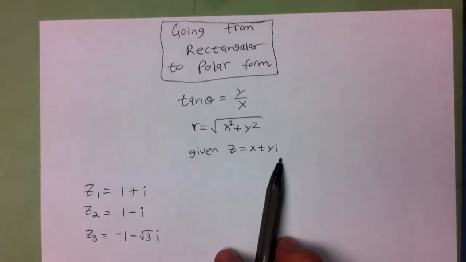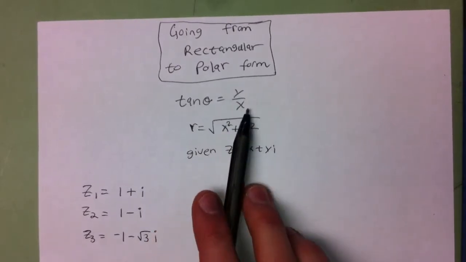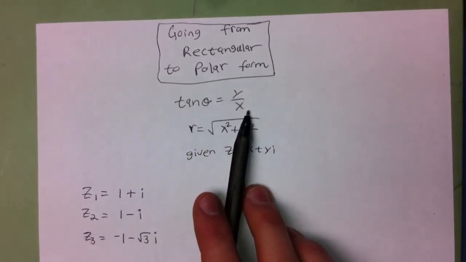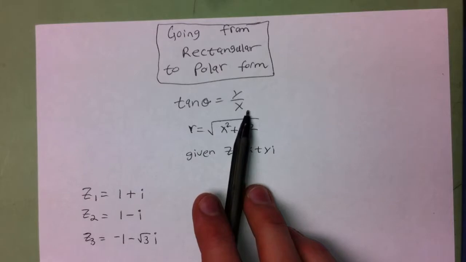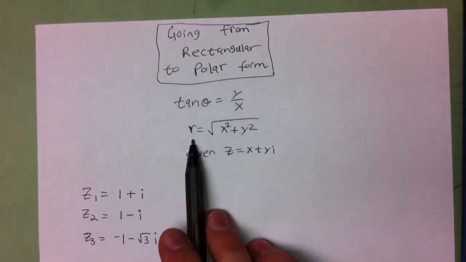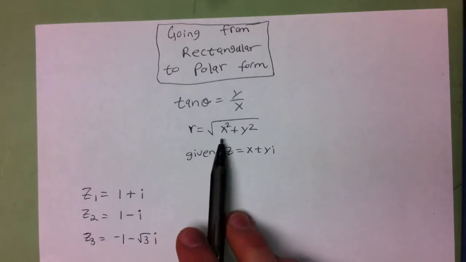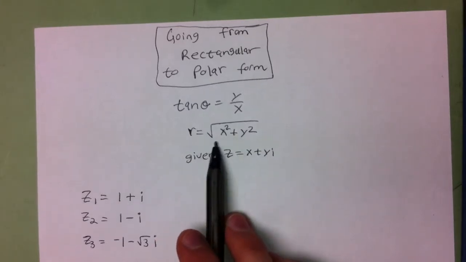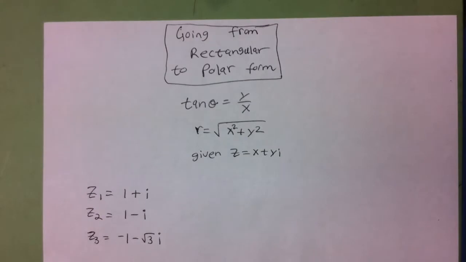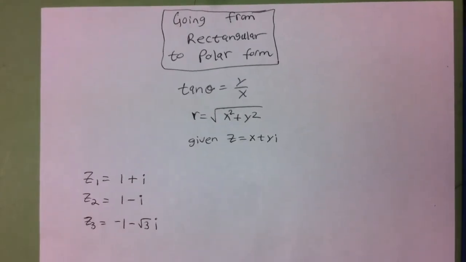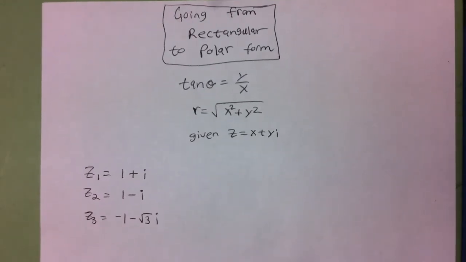And so the two things we're going to use is the tangent of theta equals y over x, which was introduced in the video that described how to find the argument of a complex number, and r equals the square root of x squared plus y squared, which is just how you find the modulus of a complex number. And so I have three example problems that we're going to work through here.